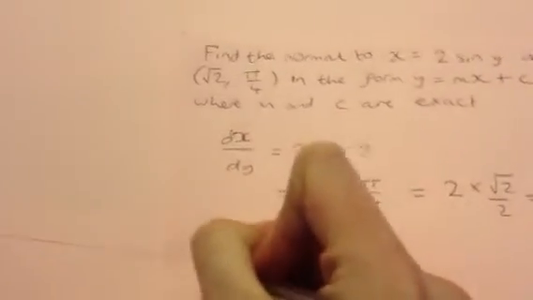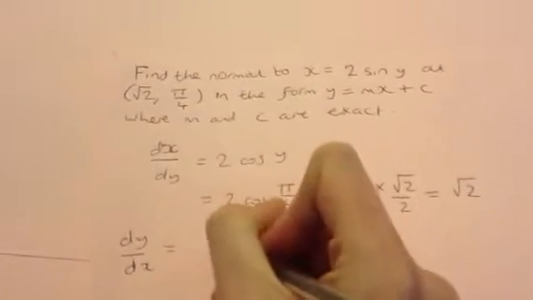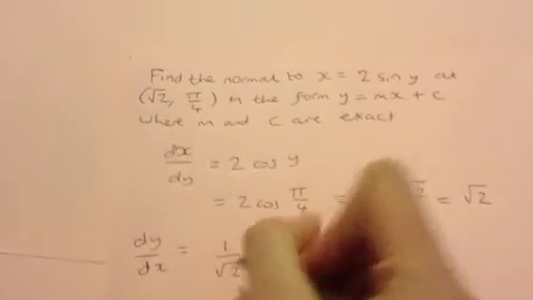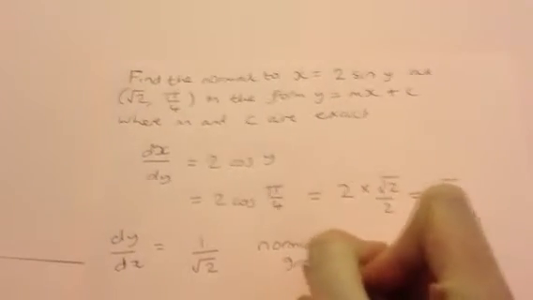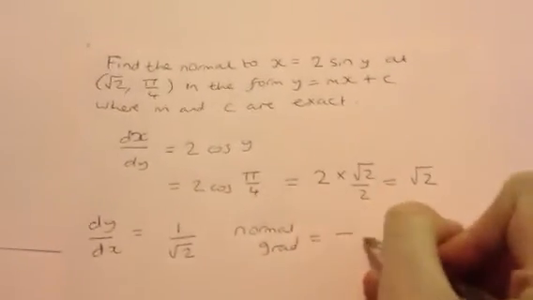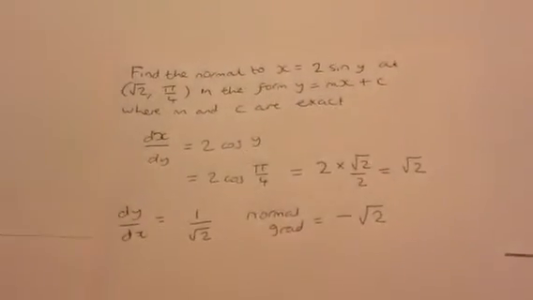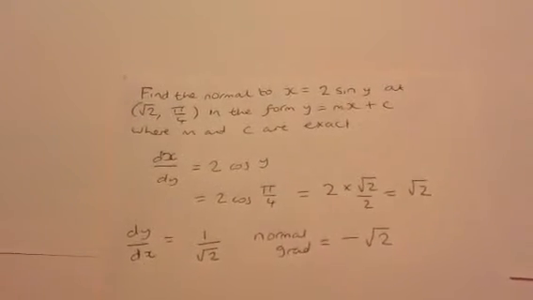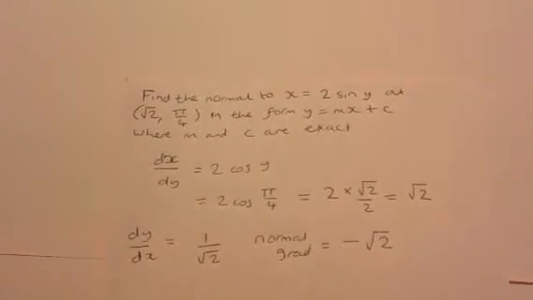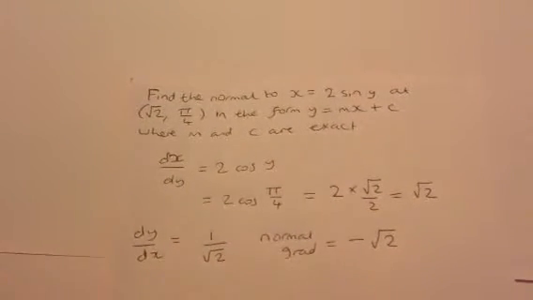Now dy over dx, the gradient, which will be the tangent gradient, is 1 over root 2. But then now to get a normal gradient, and that's a double flip which confuses some people, I have to flip again, but negative. So minus root 2. So it goes from root 2, to 1 over root 2, but then back to minus root 2.